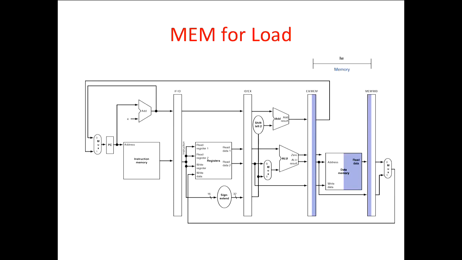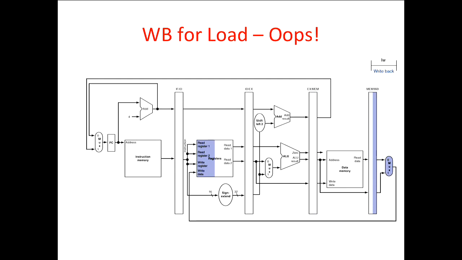So in this cycle, you read the data memory and write it to this register here. And then finally, you take this value and you write it back. So there's one little problem on this diagram. We're writing back that load value to the register file. And what's gone wrong here?